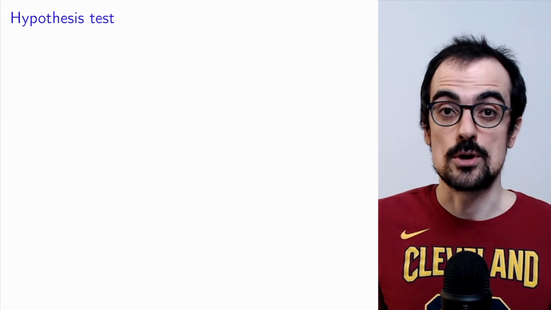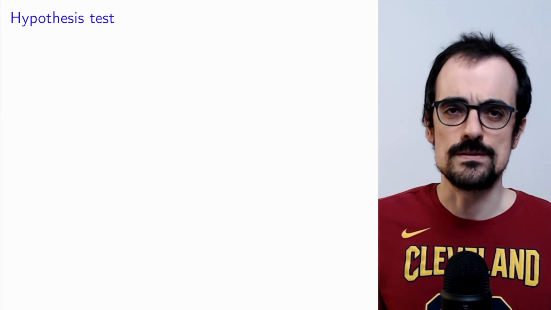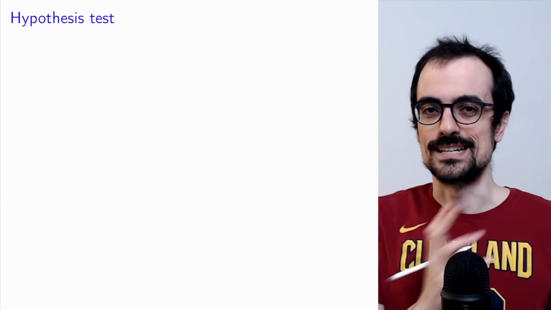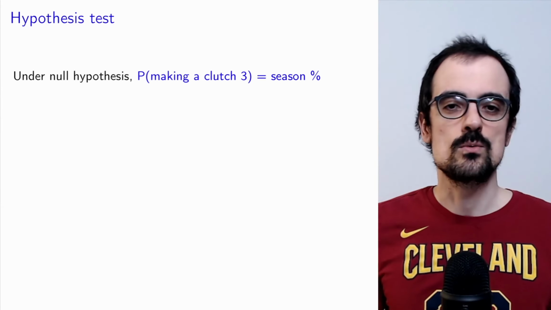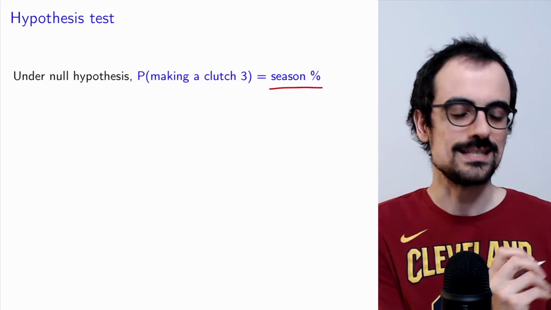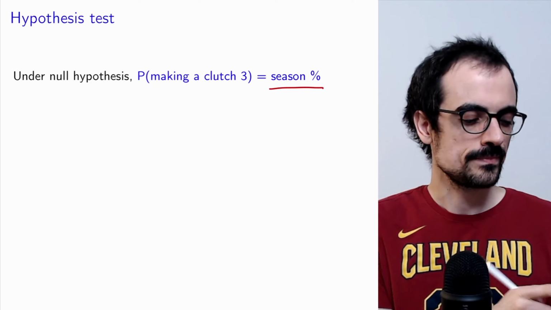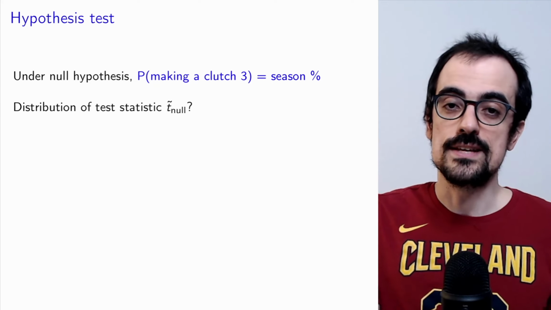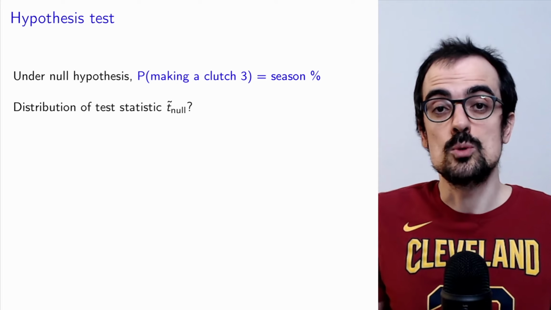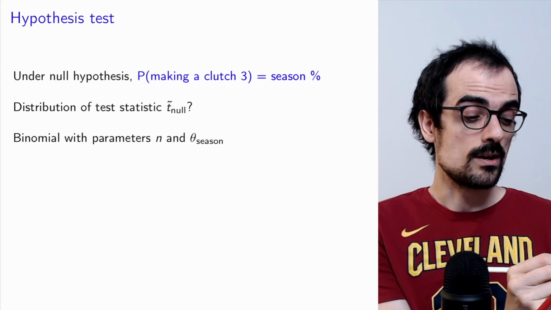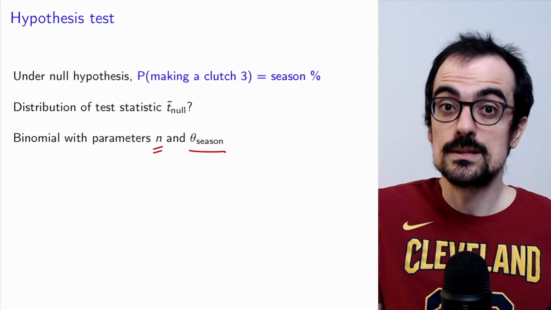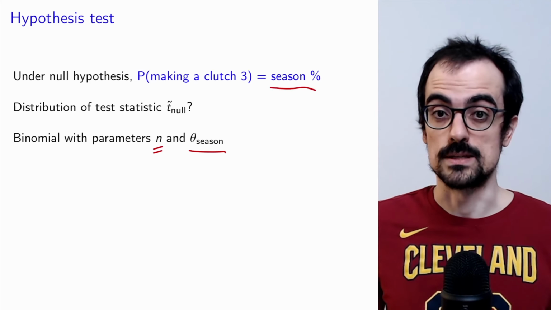All right, so let's set up a hypothesis test. Our hypothesis test is going to be very similar to the one that we designed for the biased die example, so you can check out that video for more details. But basically, we're going to say that under the null hypothesis, the probability of making each clutch three is the same and is equal to the season percentage of the player. The distribution of the test statistic under this null hypothesis, if we assume that the shots are all independent, is going to be a binomial with parameters n, where n is the number of threes attempted in the clutch, and the theta parameter is going to be equal to the season percentage of the player.